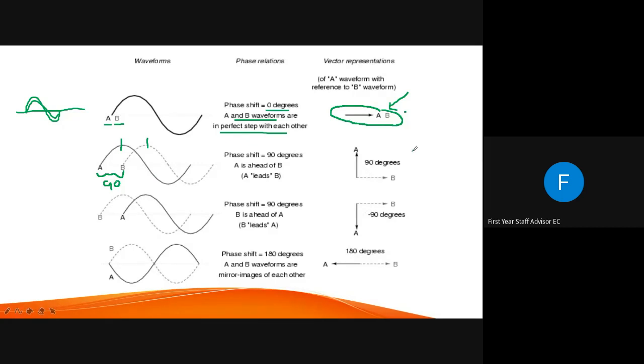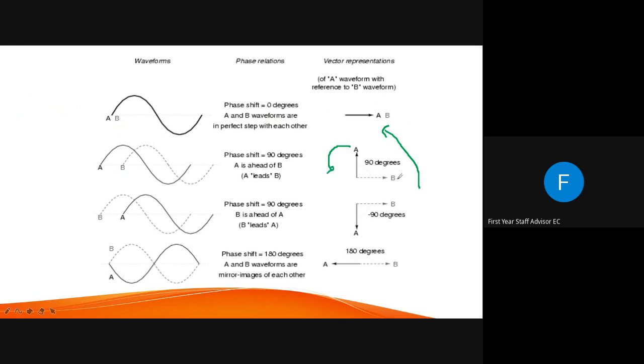Look at the phasor diagram. In this also, we already learned that it is rotating in anti-clockwise direction. So if you draw anti-clockwise direction, A is leading. B is lagging. And what is the phase difference? 90 degree. So it is very easy to analyze if you get phasor diagram like this.